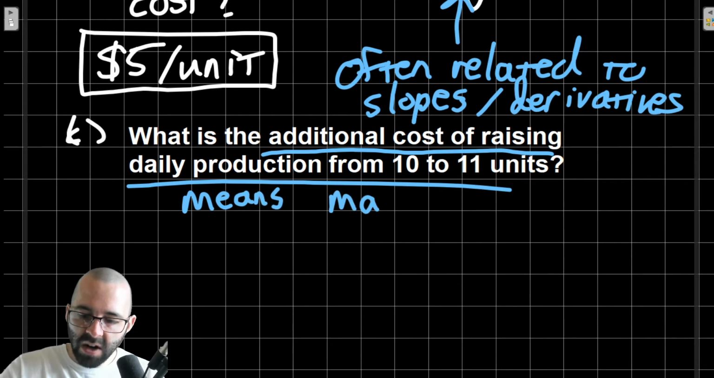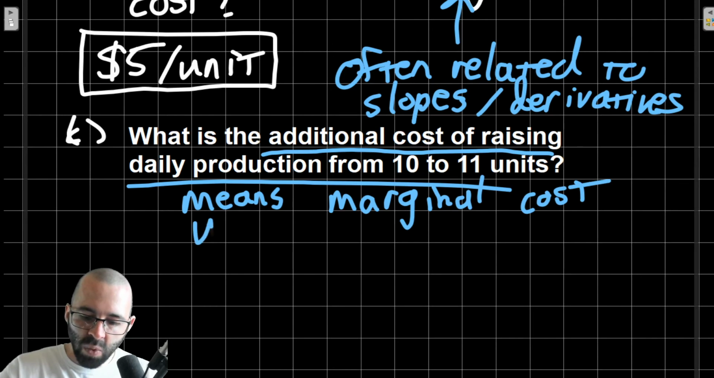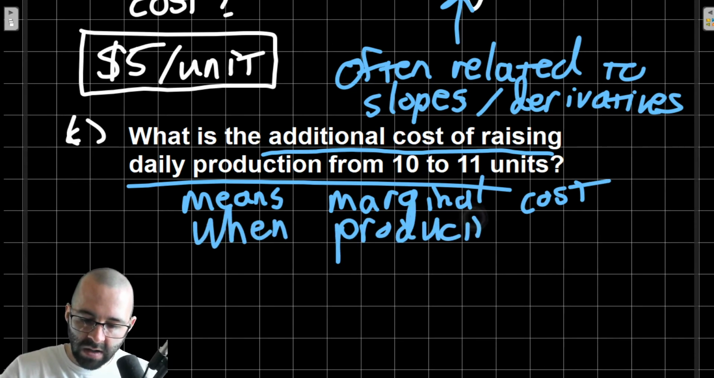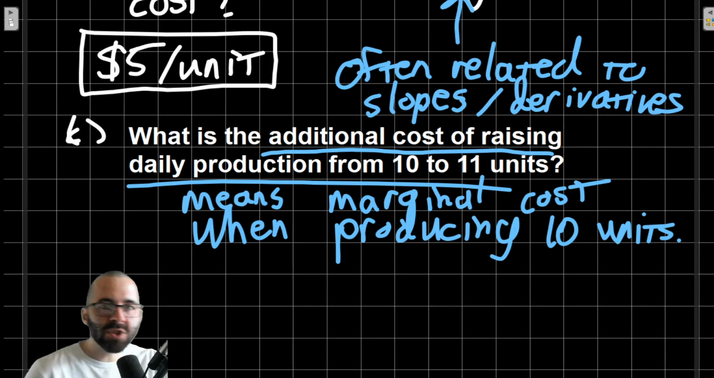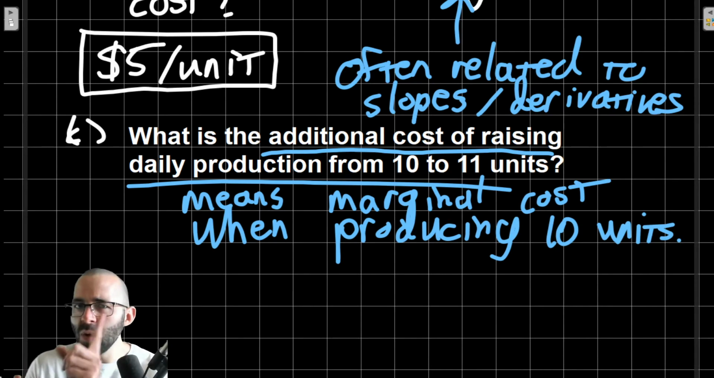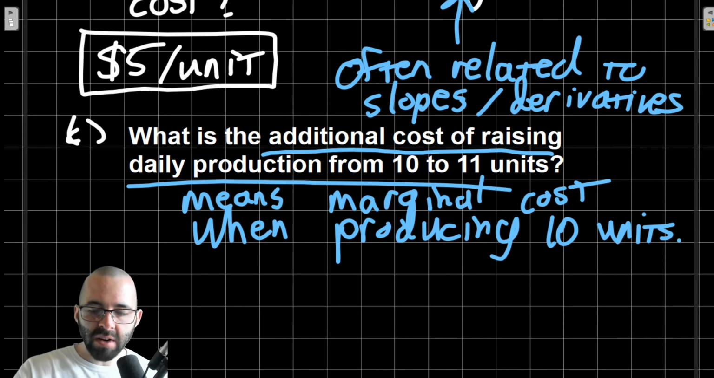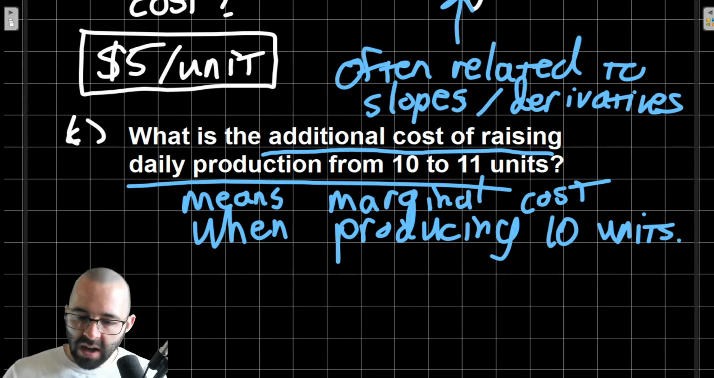the marginal cost when producing 10 units. Marginal cost is the additional cost. What's that extra cost of one more unit at this point? Okay? And so we already know from part B that the answer for marginal cost should be $5.